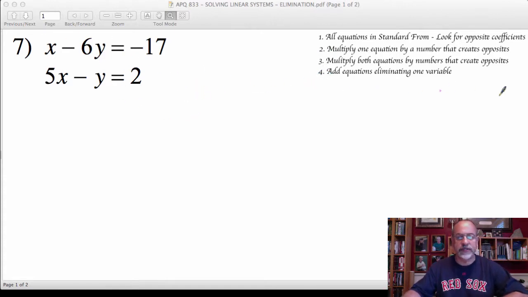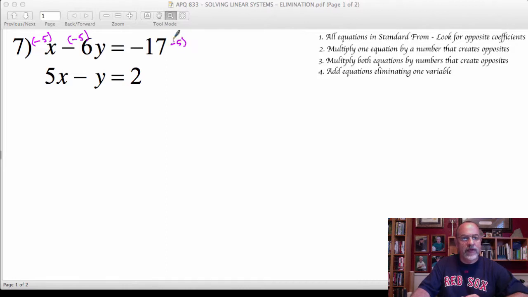will create opposites. I can either multiply this first equation by a negative 5, thus creating a negative 5 and 5 for my x, or I could multiply this second equation by a negative 6, and that would give me a positive 6. So either way, I could multiply an equation and create opposites. I'm not really sure which one's easiest for you, so I'm going to go ahead and just decide to multiply this first equation by a negative 5, making that the opposite of 5. So again, I'm going to have to do that to every term in the equation.